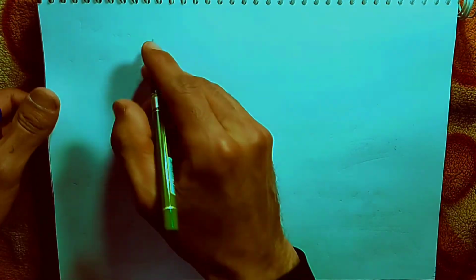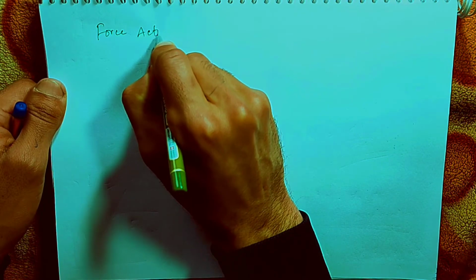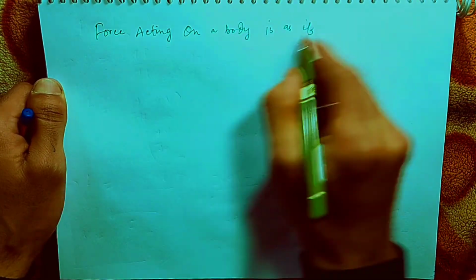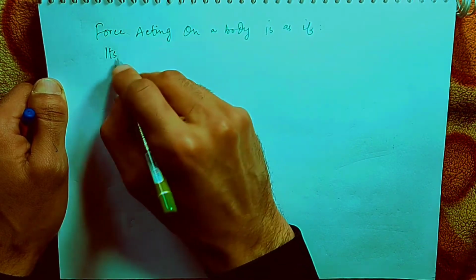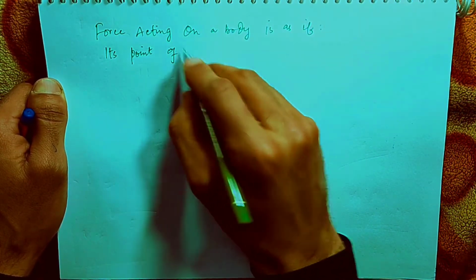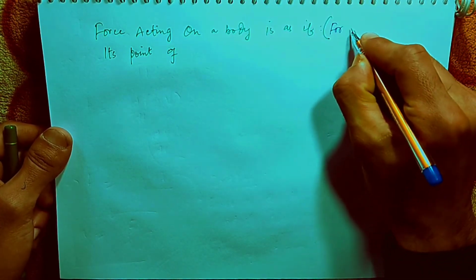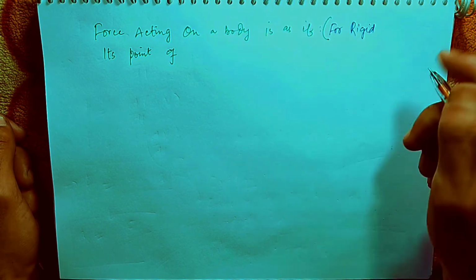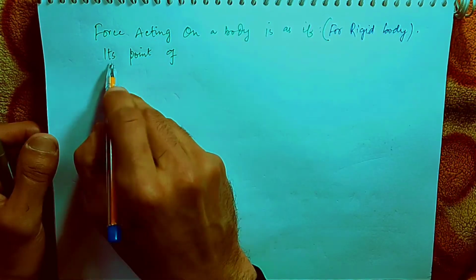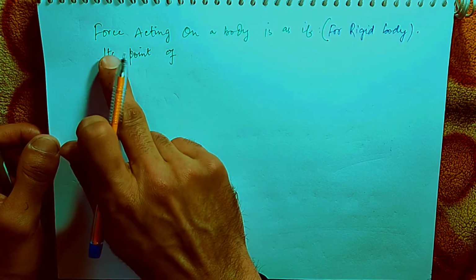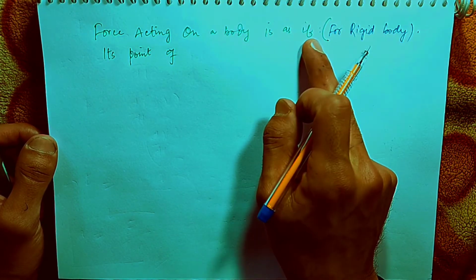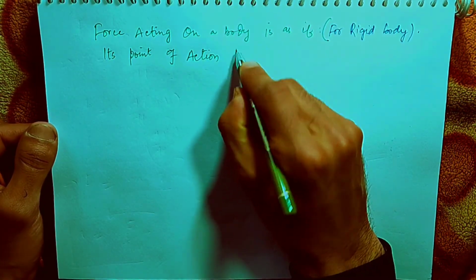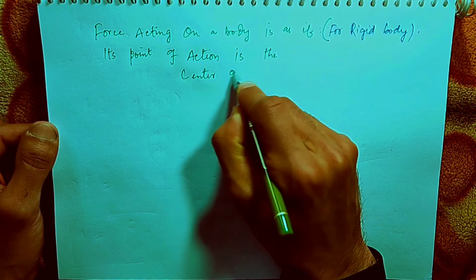And another thing is that a force acting on a body is as if its point of action is the center of mass. I will write it down here for a rigid body, that is, a system of particles which are confined to a particular space position. For a rigid body, the force acting on a body is as if its point of action is the center of mass.